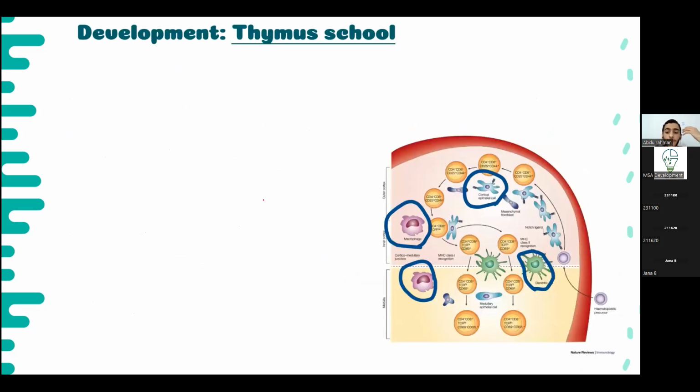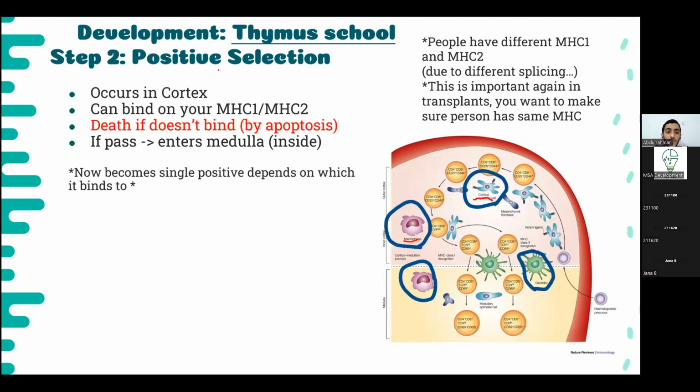Now, think of the thymus as a school. In this school, you have macrophages and the cortical epithelial cells of the thymus, which are going to be presenting the antigen on an MHC1 or MHC2 to the developing thymocytes, or T cells. The first step is positive selection. It occurs in the cortex, which is the outer layer. The cortex is on the outside, and inside we have the medulla. So in the cortex, we have the process of positive selection.